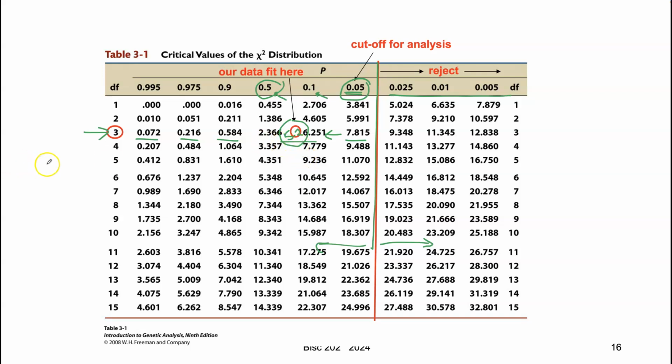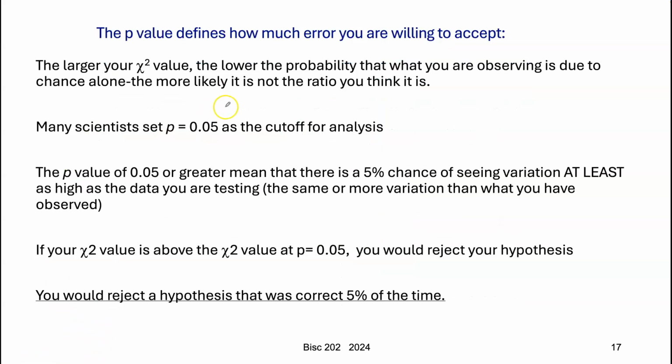So in our case, we'll accept the hypothesis. The numbers we've generated are close enough to the ones we expected that it is a 1-to-1-to-1-to-1 ratio, with just a little bit of random variation. As I said, the p-value defines how much error you are willing to accept. The bigger your chi-squared value is, the less chance it is that this is just random chance. It means something else is going on.